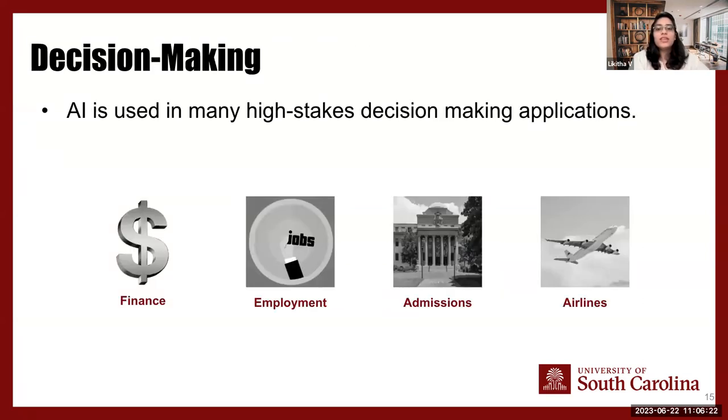Next slide. Before we get into that, I do want to give a brief introduction to decision-making. Artificial intelligence systems are used in many high-stakes decision-making applications. For instance, finance: credit and loan decisions, as in the German credit dataset that we have seen earlier. We also have hiring and promotion decisions in the employment domain, and decision-making in college applications, which are driven by factors such as GPA or standardized test scores. We also have airlines, which often optimize ticket prices using AI to analyze demand and competition in real time, which leads to more efficient pricing decisions.